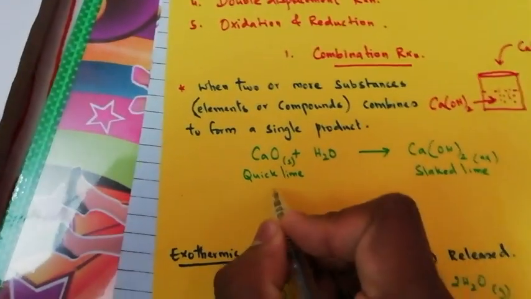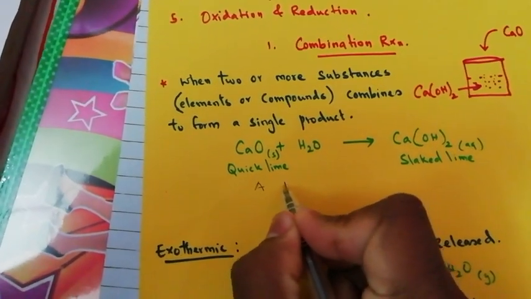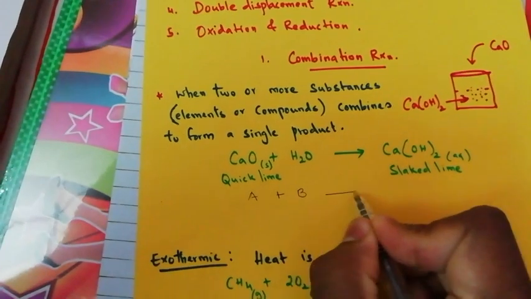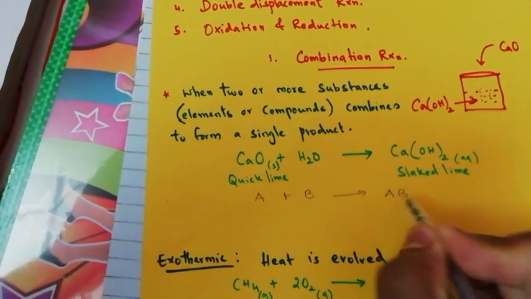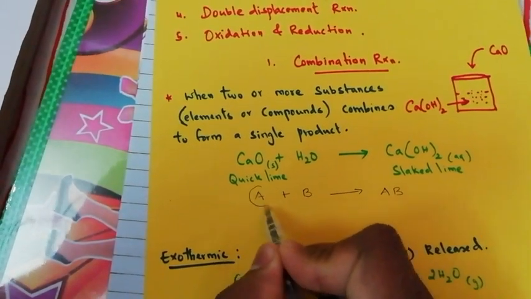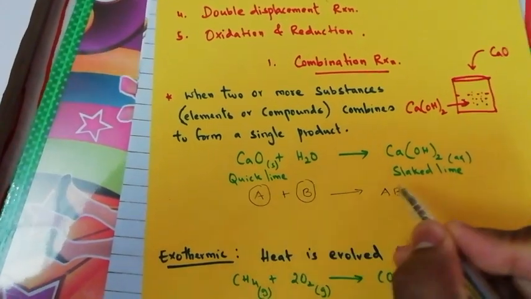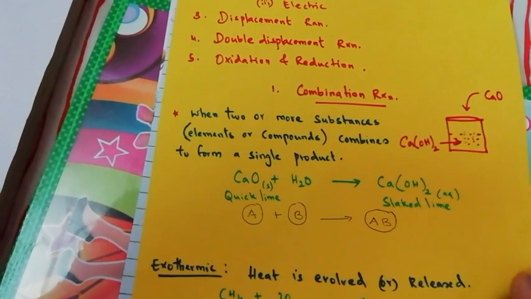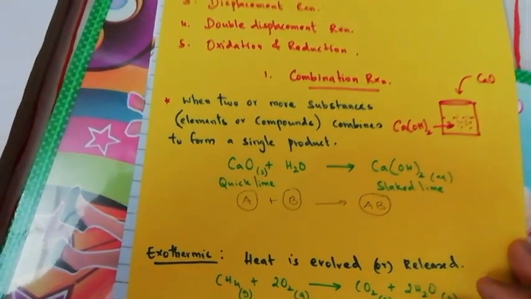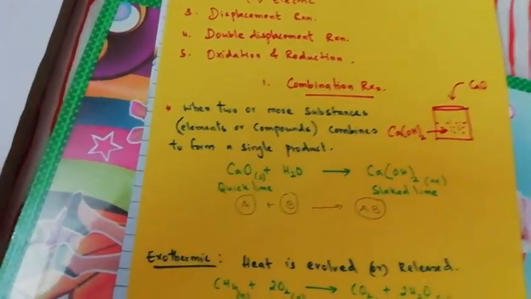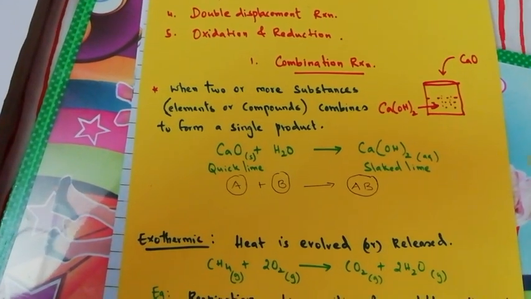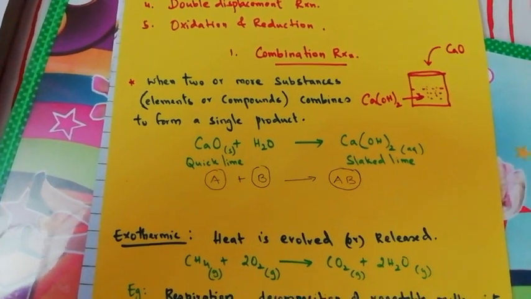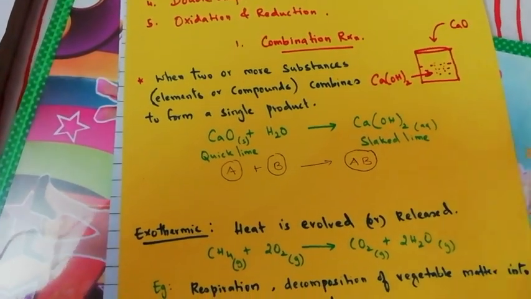Now after combining they form a single product, and this is what a combination reaction is. I can give an example like A plus B gives AB. That means two different elements or compounds combine to form a single product, and this is said to be a combination reaction. Let us give some more examples on combination reaction. I give you one more example.